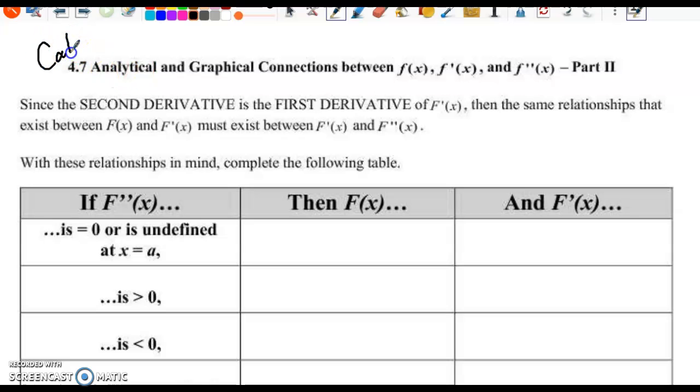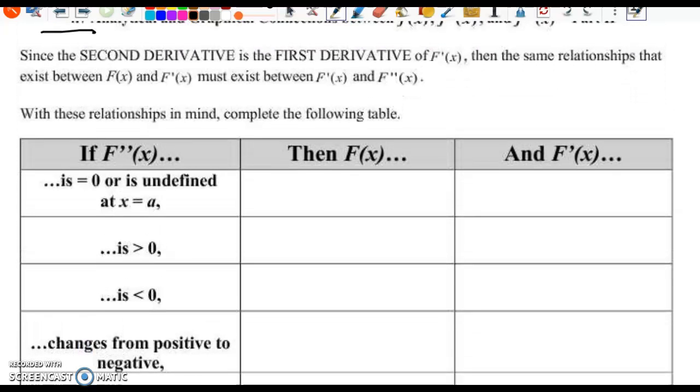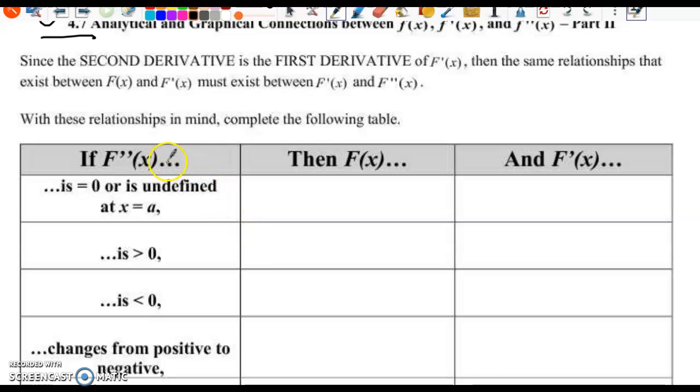Welcome back, Calc. We're going to get into 4.7 and making connections with graphs with the function, its first derivative and second derivative, and we're just going to keep moving on. Just as a heads up, at any point the AP test could give you any one of these bits of information and ask you to go back and forth. So you have to pay close attention to how it's phrased.